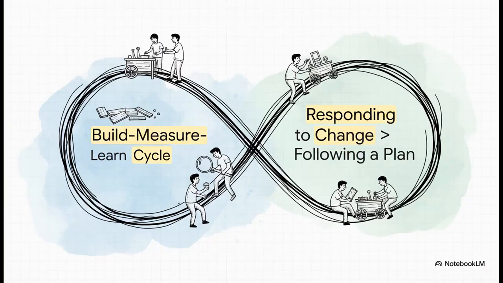Chapter 2 gets into the core philosophy here, Agile itself. And the idea is actually pretty simple, but it's so powerful. You work in short cycles, you learn from what you build, and, this is key, you prioritize responding to change over just blindly following a plan. This is absolutely essential when you have no idea how a model is going to perform on day one.